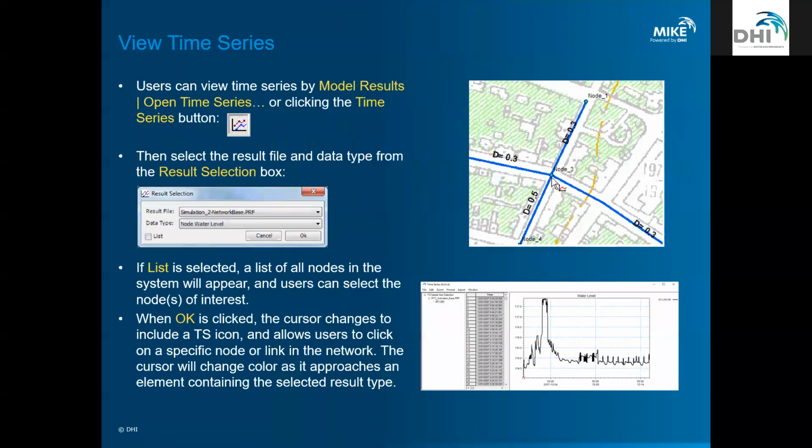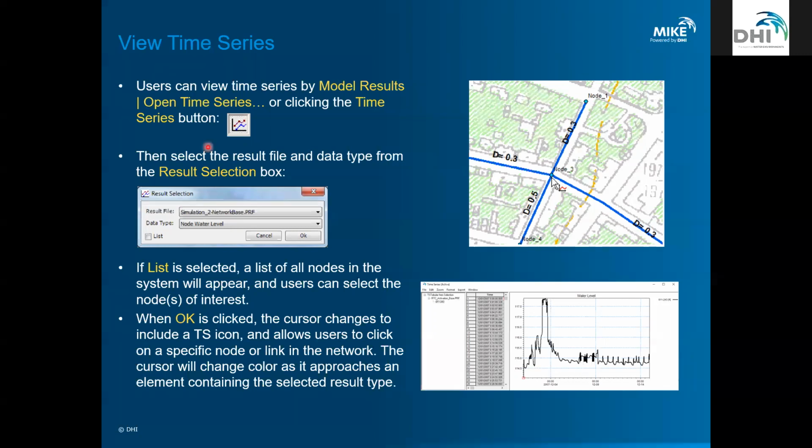So if you want to physically see the results, you will load them into the model network, and you can create time series. So say you want to specifically see what the water level is in a specific node in the network. You can either access this through the model results open time series menu, or there's a button that looks just like a plot of 2 lines here that you can click on.